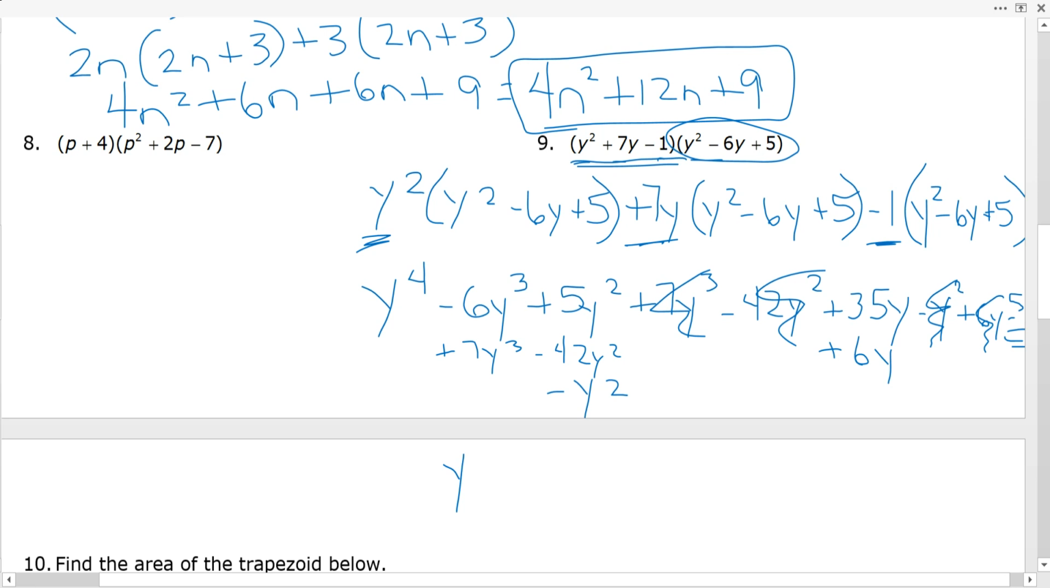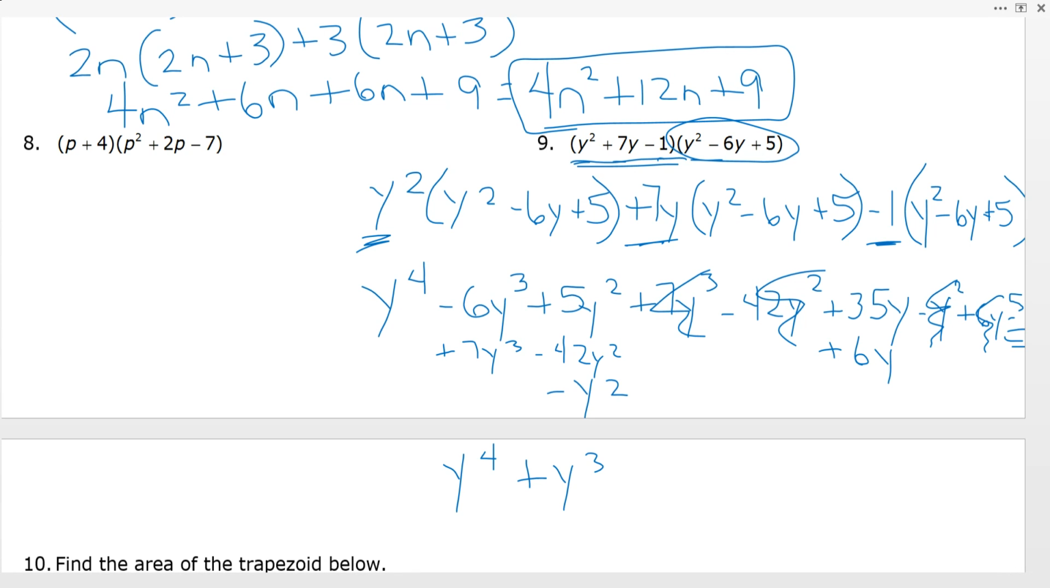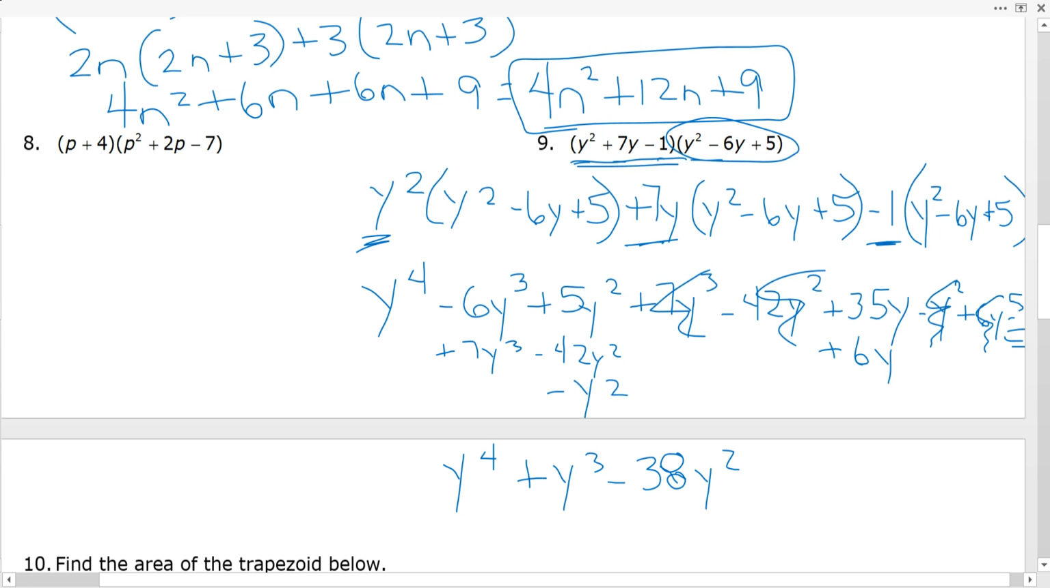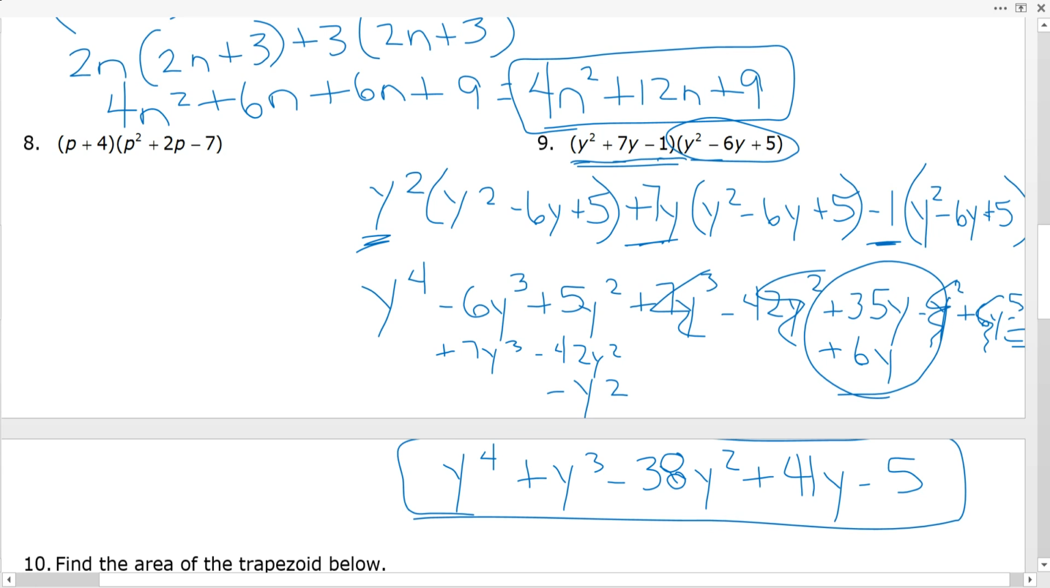So y to the 4th plus y cubed. So I have 5 minus 42, and another one's negative 43, plus 5 makes negative 38, y squared, and then I have these guys, plus 41y, and then I have that minus 5 at the end all by itself. Phew! Okay, so here is the answer to number 9.